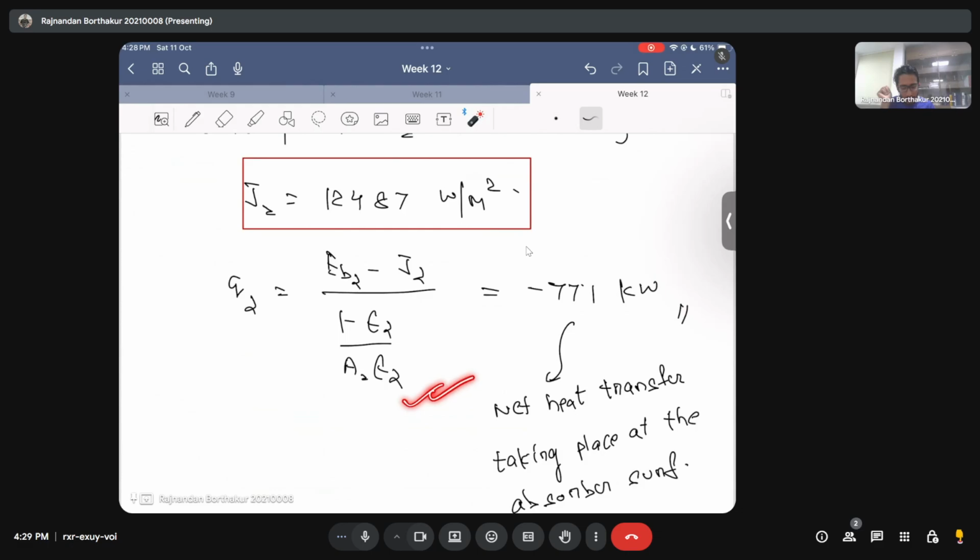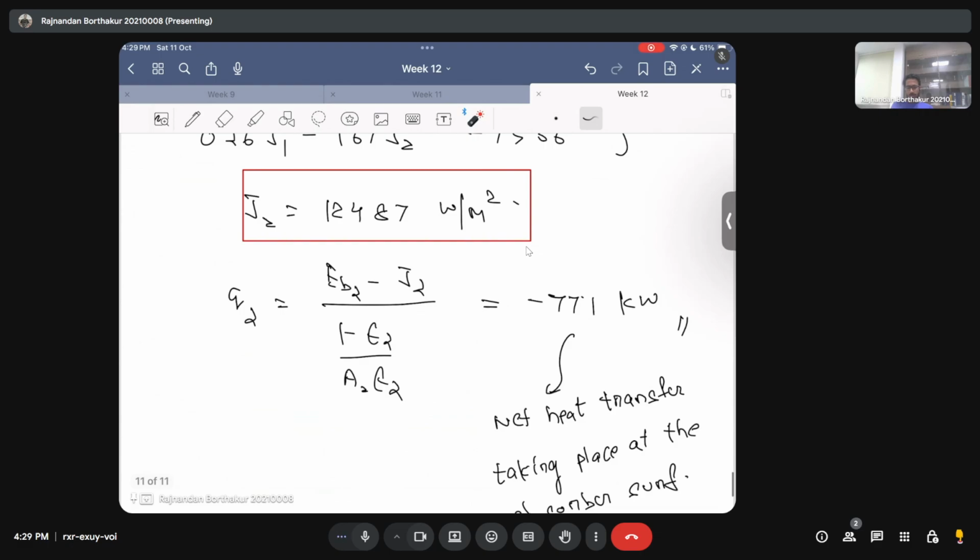from which we calculate the net radiation transfer taking place at the absorber surface, from the fact that it is just going to be the difference between the Eb power node and the radiosity node at 2 divided by the surface resistance associated with the absorber, which gave us around minus 77 kilowatt, and the minus sign is obvious because the net heat transfer is taking place from the heater to the absorber, because the heater is at a higher temperature than all the three bodies combined.